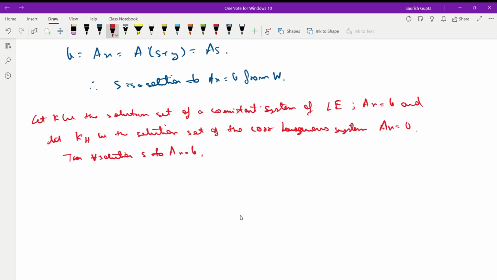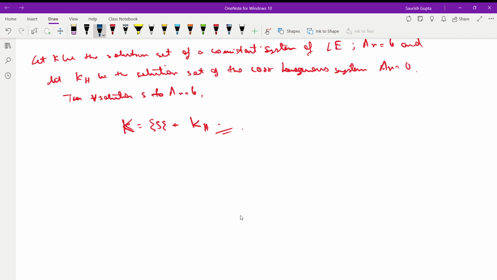Then for all solutions S to Ax equals B, I can write this solution set K as S plus Kh. Okay. Now this is, by far, intuitive, but you can just work it out. Okay. Clear? Yeah. Let's continue our proof now.